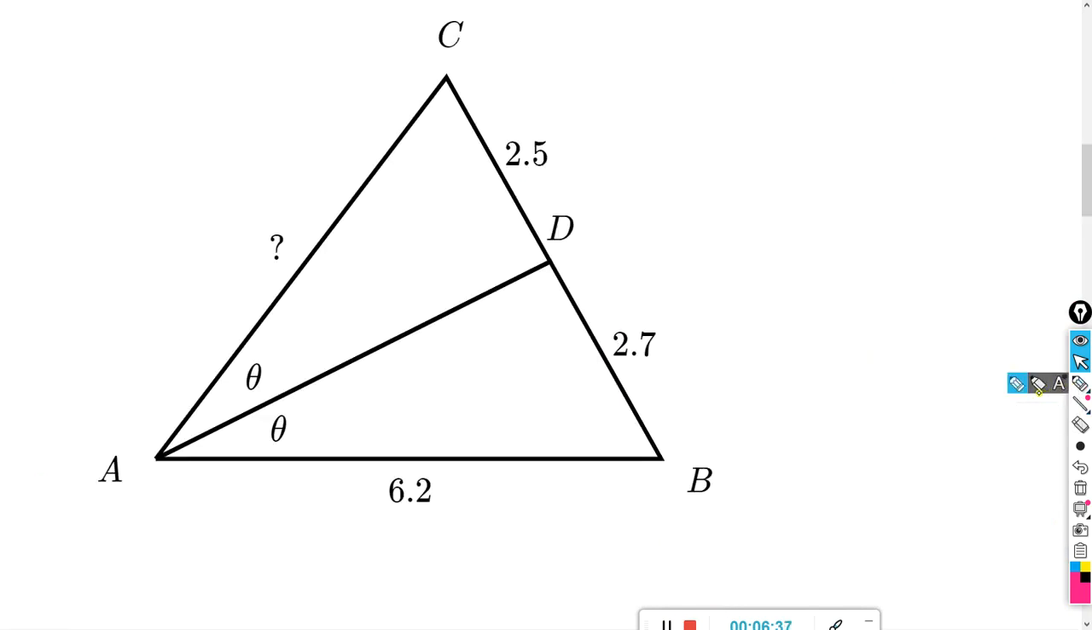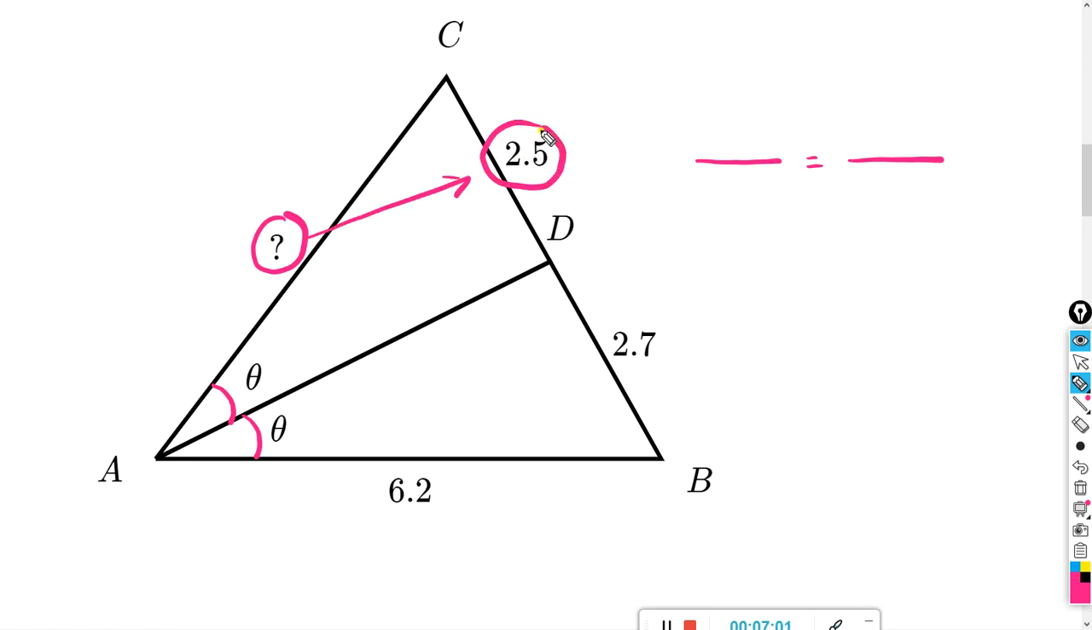Alright, so let's do one more. We can see these angles are marked with the same Greek letter, so we know that they are congruent. And I want my question mark in the numerator. So I'll start with the question mark divided by 2.5. And make sure you go the same direction on the other triangle. 6.2 divided by 2.7.